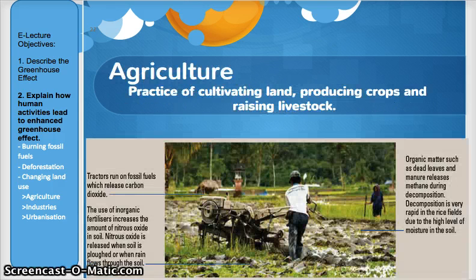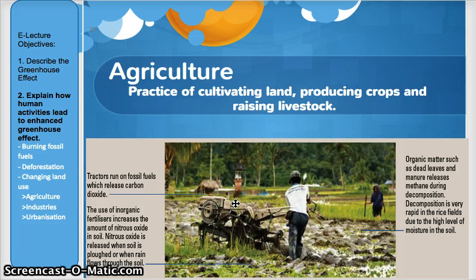First of all, agriculture. Now, this is the practice of cultivating land, producing crops, and raising livestock. Essentially, you would know this through the word farming. But farming is very generic, so we talk about agriculture because it's the activity. Okay? So what happens is that when you farm, you actually run on fossil fuels, and this releases carbon dioxide, and you use fertilizers that also increase the amount of nitrous oxide in the soil, and this is released when the soil is plowed or when rain flows through the soil.